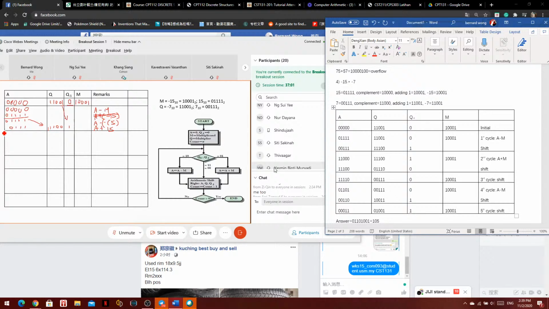And then what we add here: if it's a 0, then just add 0. If it's a 1, then you add 1. So this is a new one, and this is the first cycle. And then you check again: 0 and 1, what do you do? If 0 and 1, you do A plus M.